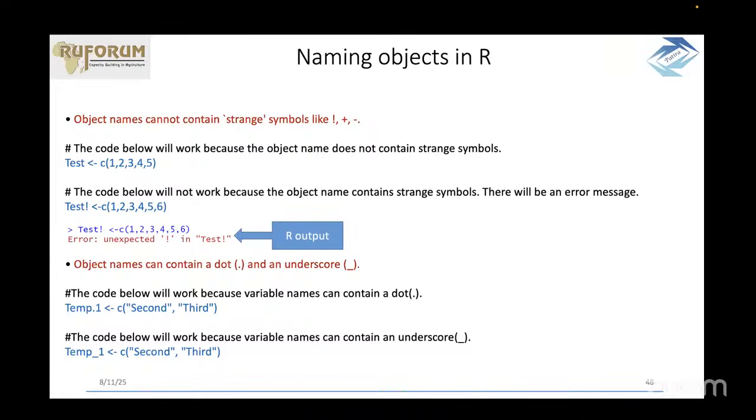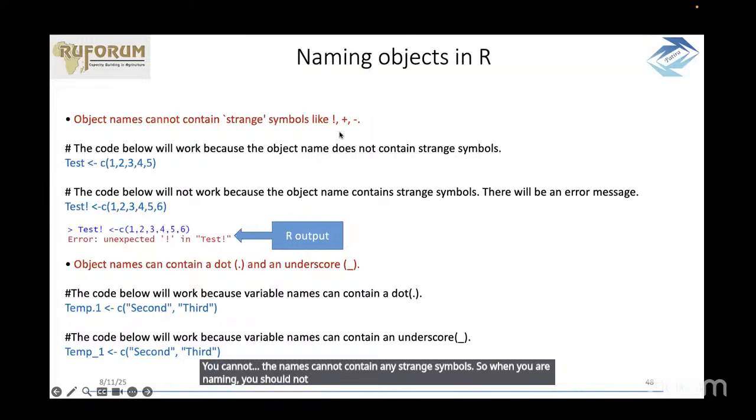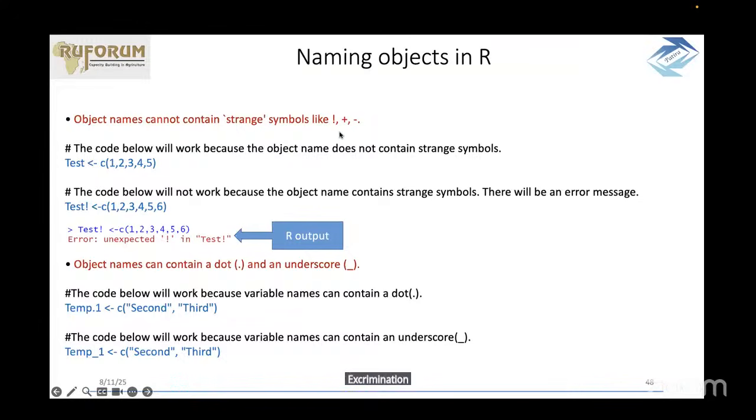See, we are still using console. Okay, you have the rule that what? The names cannot contain any strange symbols. So when you are naming, you should not use exclamation mark, plus, and minus. So let's go to the next one.